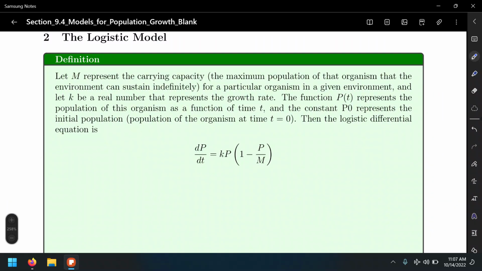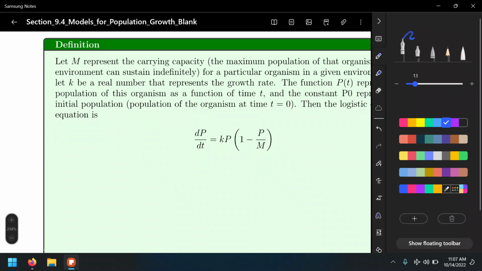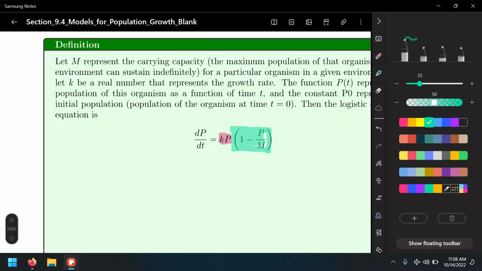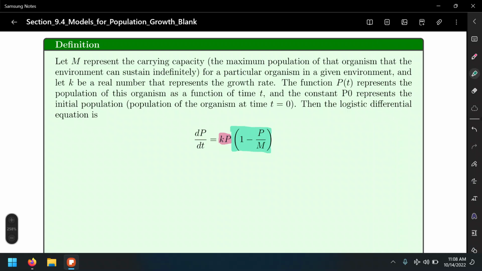Well, so the logistic model is very similar to the law of natural growth. In this case, we still have this kP, but we also have this other factor right here, and that factor depends on population size and carrying capacity of the city, the country, or an entire planet, right? And the initial condition in order to solve this differential equation is again the fact that P of 0, I didn't type it, but I'm going to write it, is the initial population.